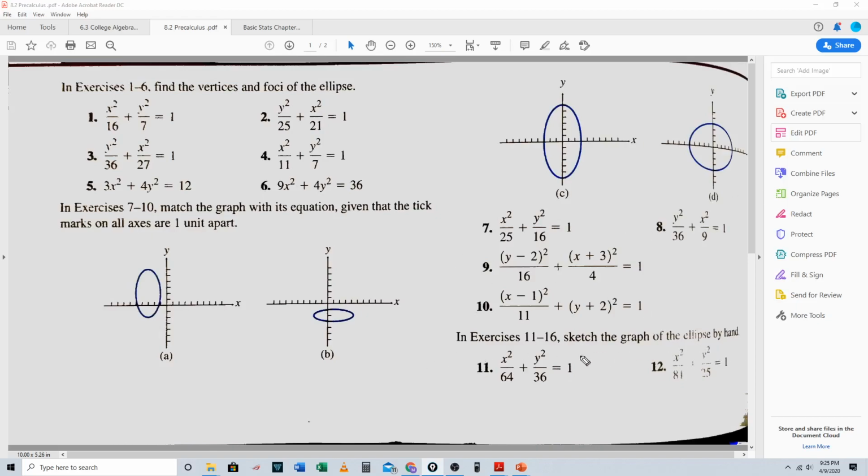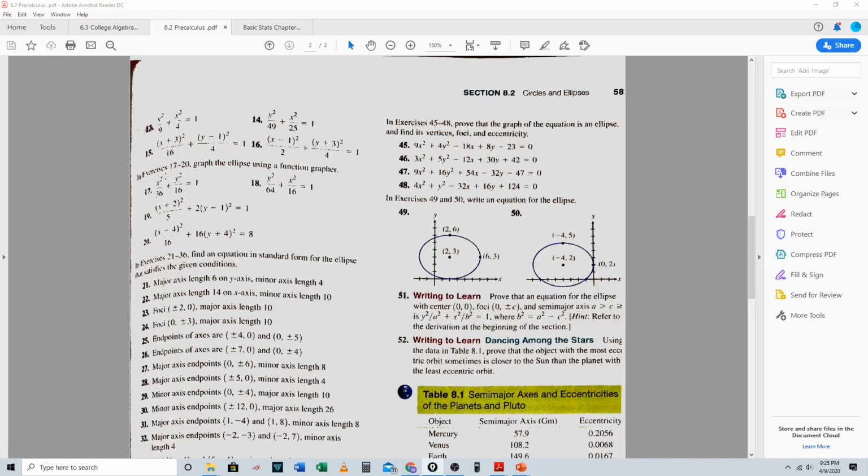That's sketch the graph by hand. Again, you could do it by hand. You can put it on Desmos. All these are sketching graph by hand.